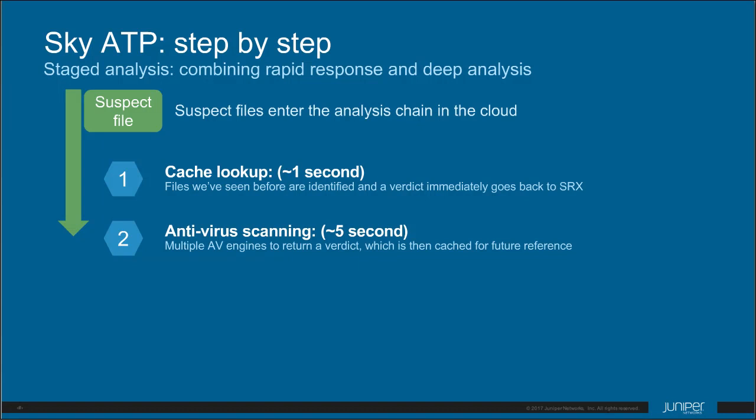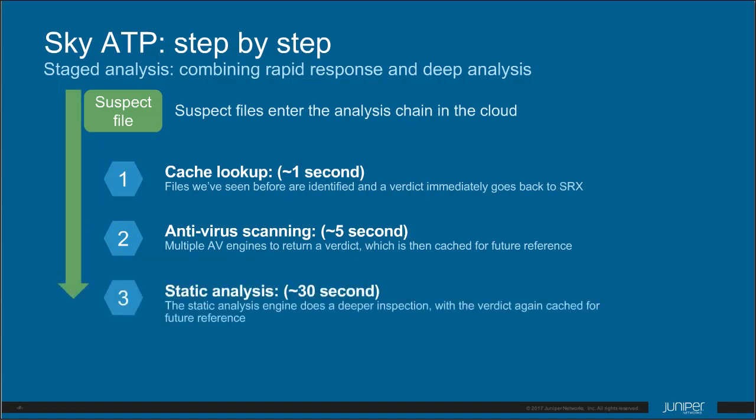Now the third and fourth steps are the key and real value of SkyTP, which are first the static analysis and then dynamic analysis. Static analysis: okay, I have this file. I have not detected any threat in the first 2 steps, cache and antivirus, but still I want to keep analyzing. I think that could be malware. So I'm going to break this file down into different features, put it into a machine learning algorithm, and take a verdict out from that. And that can take up to 30 seconds.